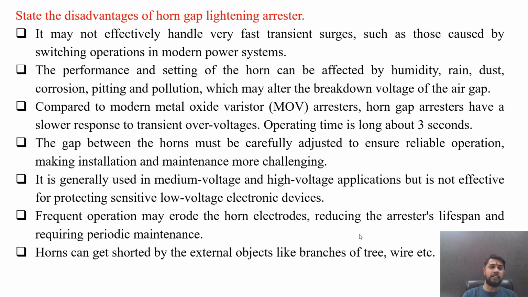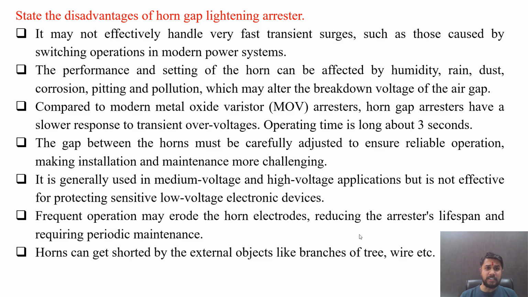State the disadvantages of horn gap lightning arresters. So there are several disadvantages of horn gap lightning arrestor compared to other types of arresters. Some are listed over here and we are discussing them in brief. It may not effectively handle very fast transient surges such as those caused by the switching operation in modern day power systems, because in modern day power systems we are very much utilizing power electronic devices which act very fast and have very high switching speed.